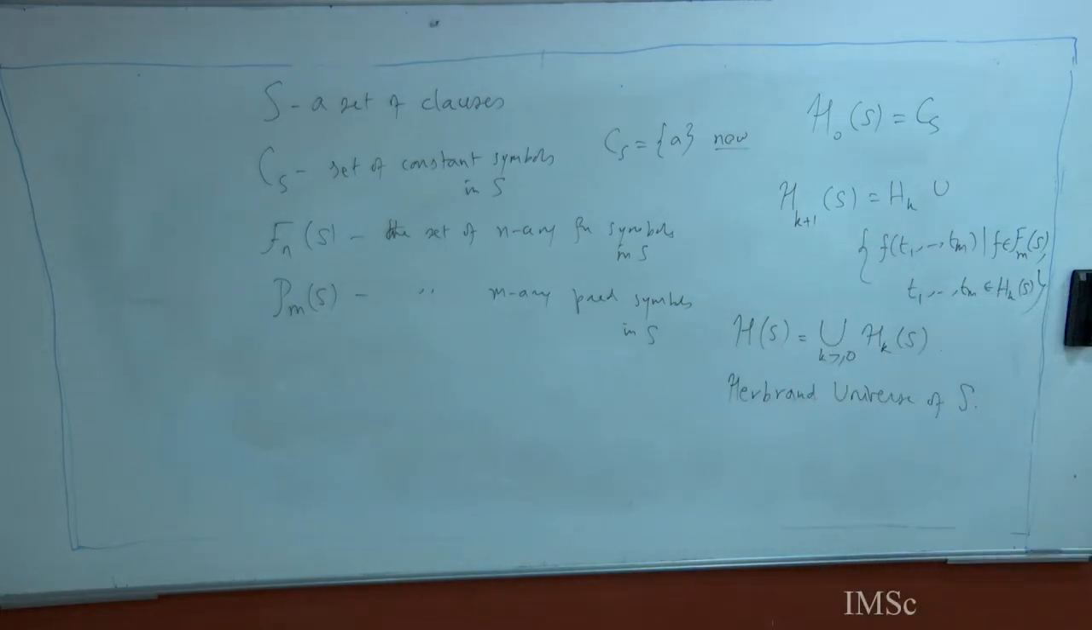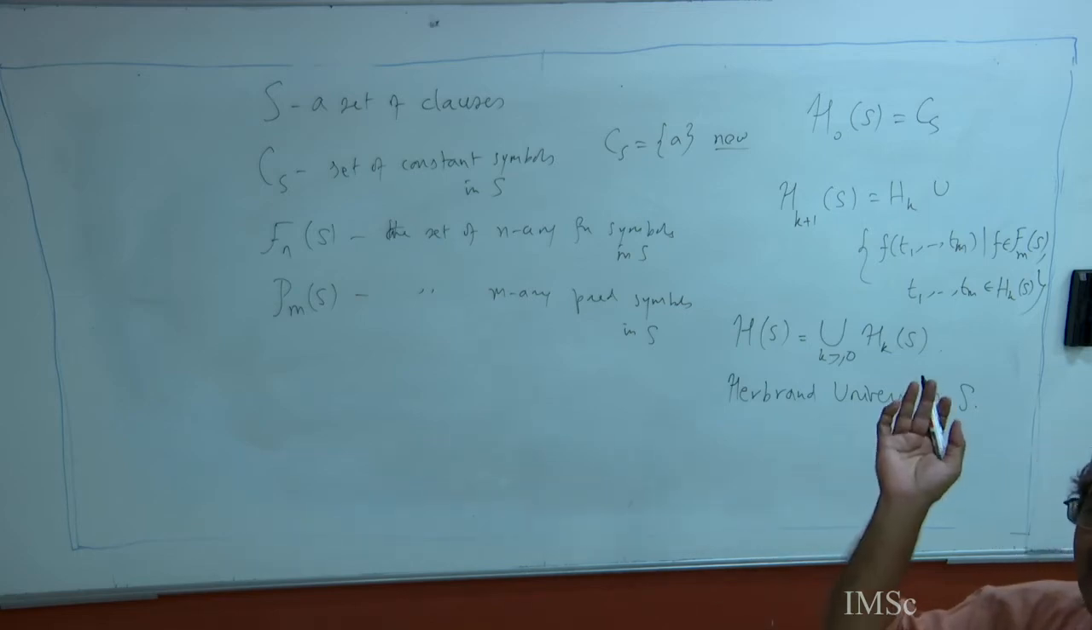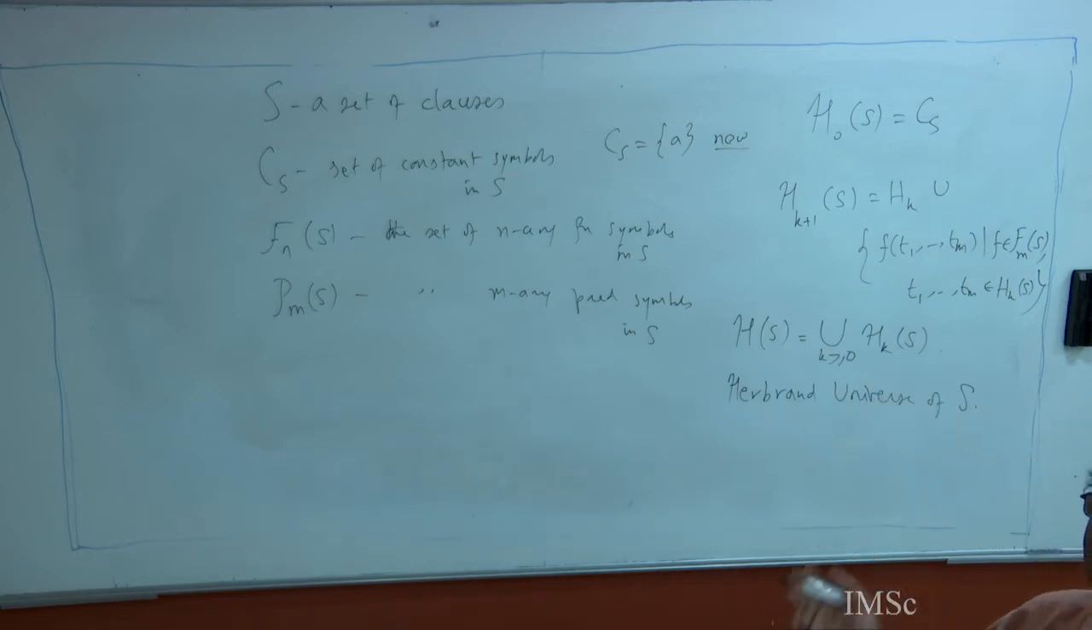Is this clear? This is basically the entire language: you take the constant symbols and function symbols occurring in it, and simply form the set of all possible terms with just these. That is all. That is exactly what it is.